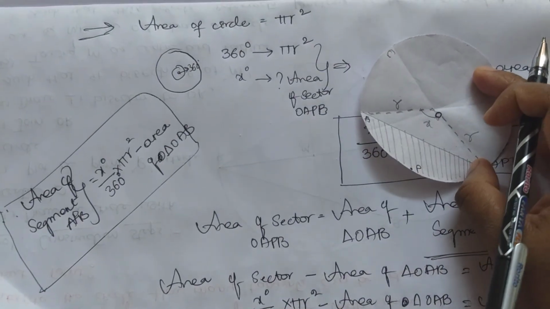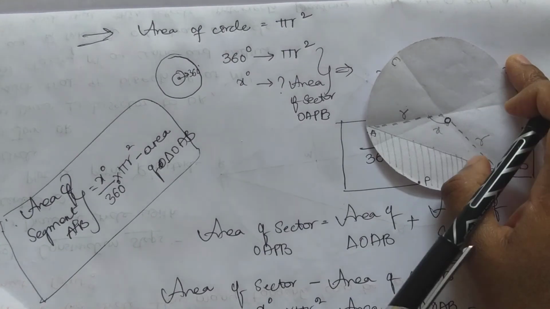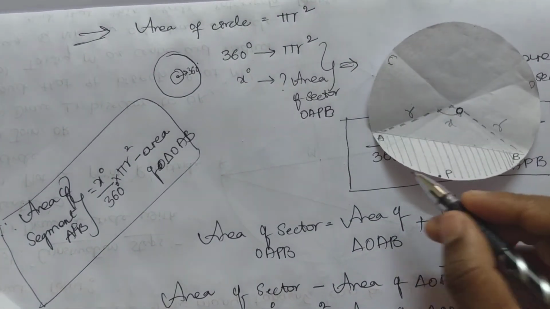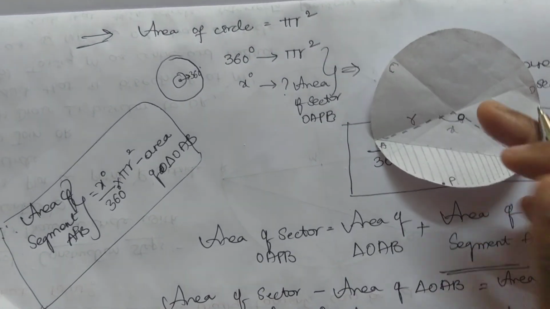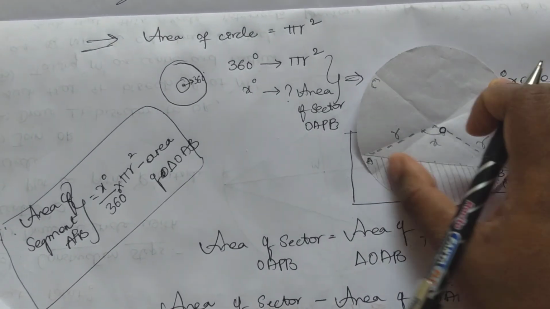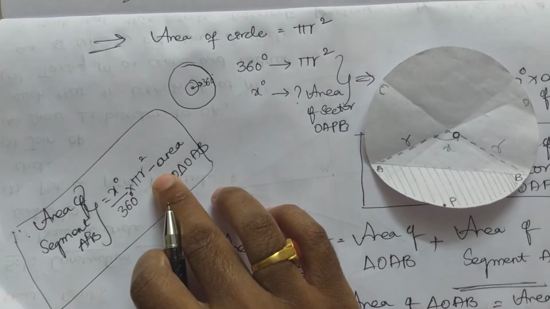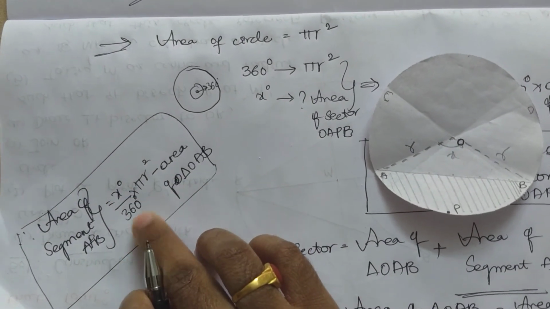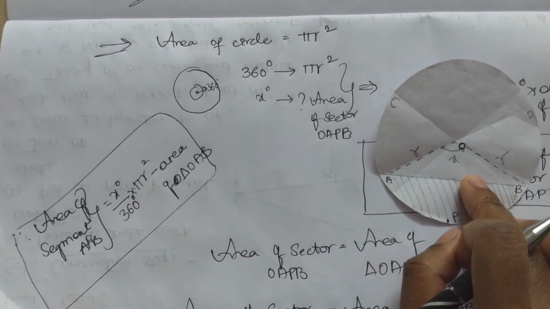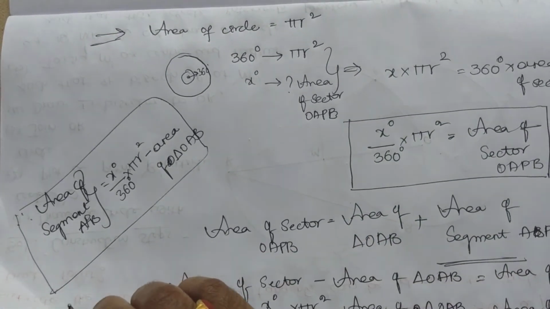Only this shaded part is APB. Why have I taken a point here? Because when you mention the area of segment, AB only becomes the chord, so I have just taken any point. You can take it either here or here, it's up to you. The area of the segment APB, this shaded part, is derived by this formula: x degrees by 360 degrees into pi r square minus area of triangle OAB. Based on this concept, we are going to solve the problems in the coming exercise.